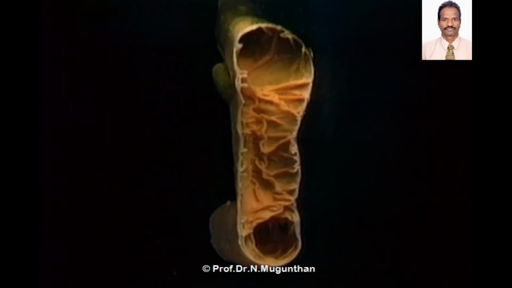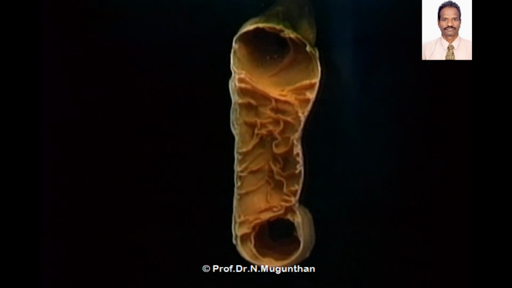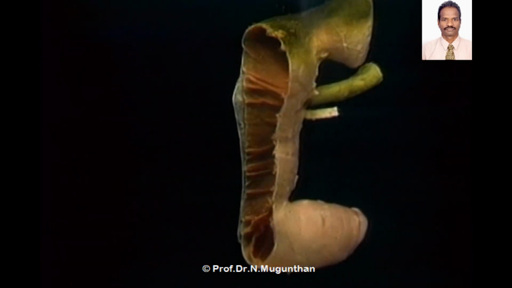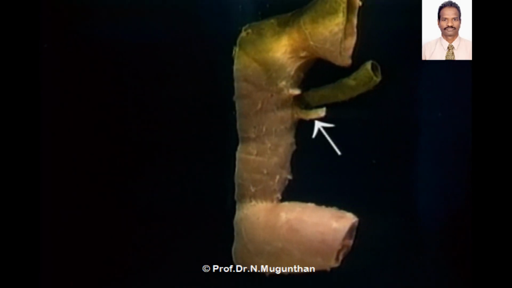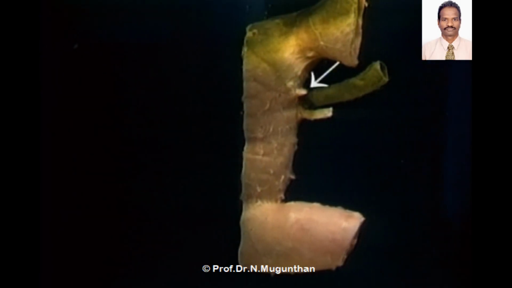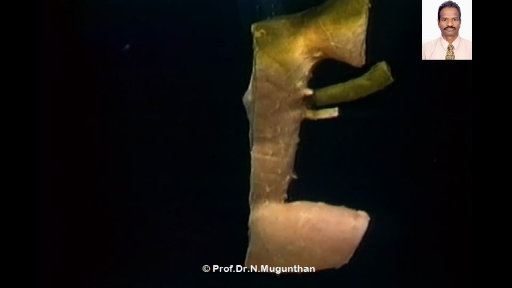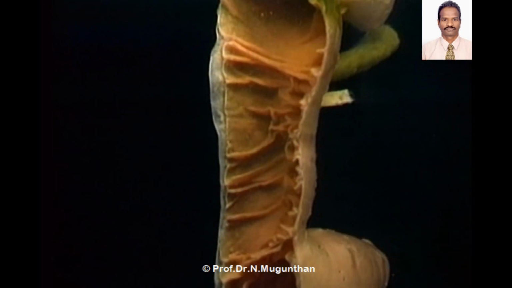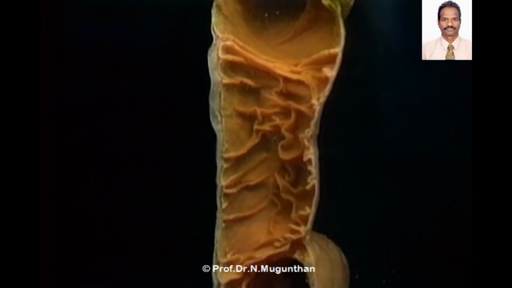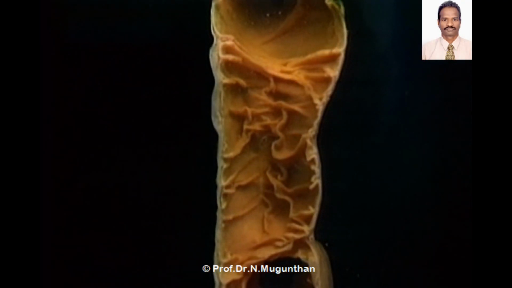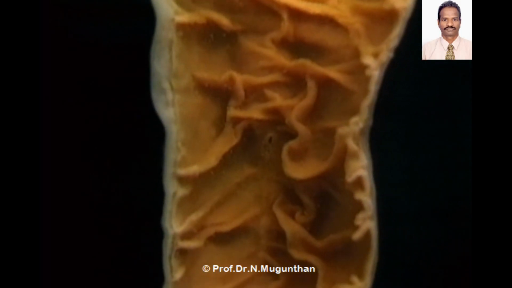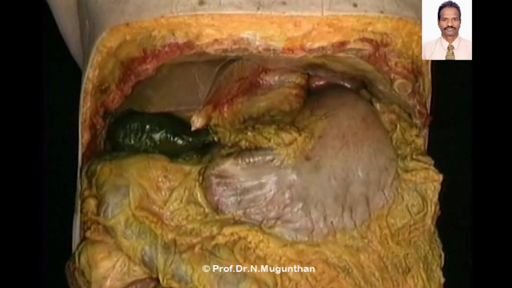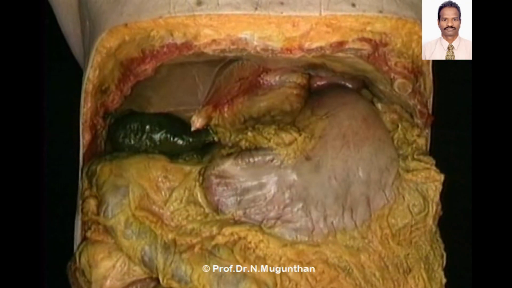See that the second part of the duodenum is cut open to show you the opening of the common bile duct, and that is the arrow indicating the common bile duct. That is the main pancreatic duct. That one is the accessory pancreatic duct. Look at this, the opening of the main pancreatic duct, the duct of Wirsung. See, that is the area where it is opening into the major duodenal papilla. See the opening of that major duodenal papilla.